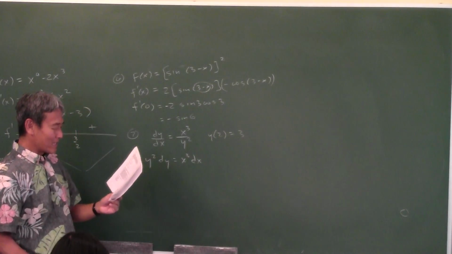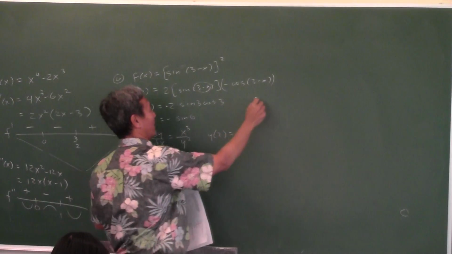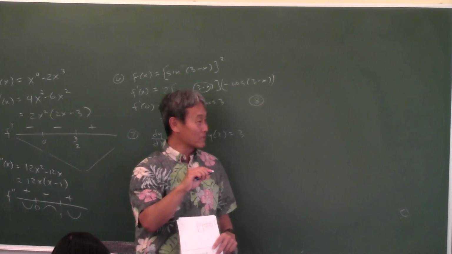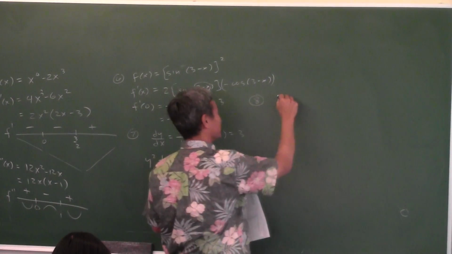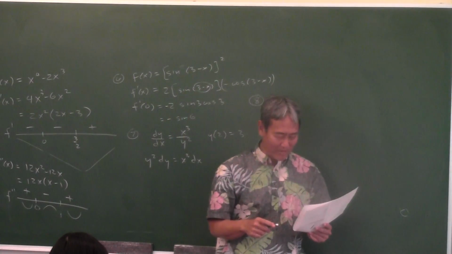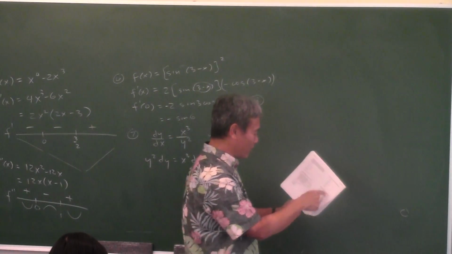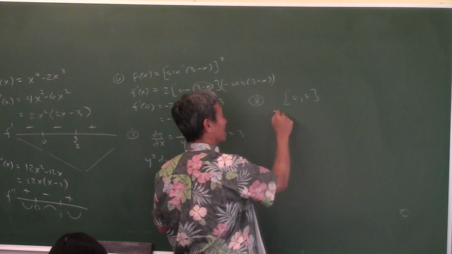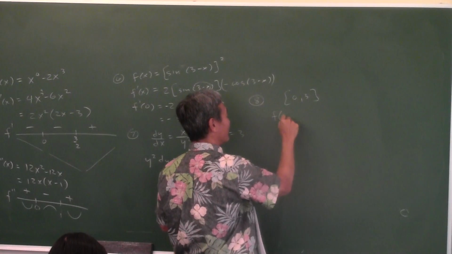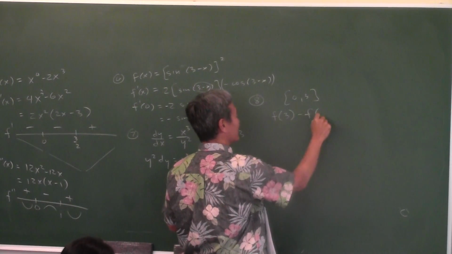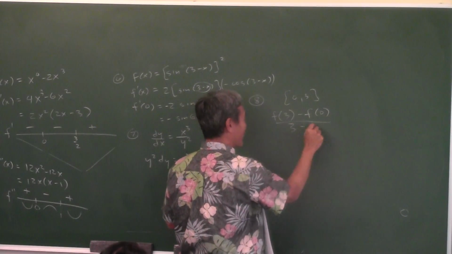Next. What is the average rate of change? Okay, we have a formula for that. What is the formula for average rate of change? Oh, this is like a drill. What's the formula for average rate of change on the closed interval from 0 to 3? There's a formula for it. F of 3 minus F of 0 over 3 minus 0.